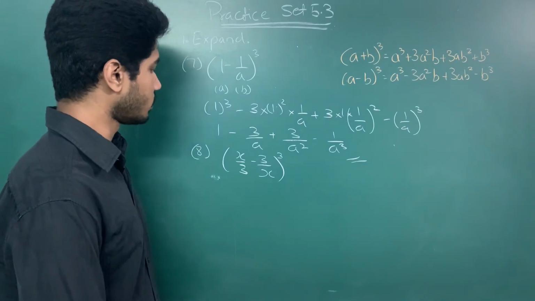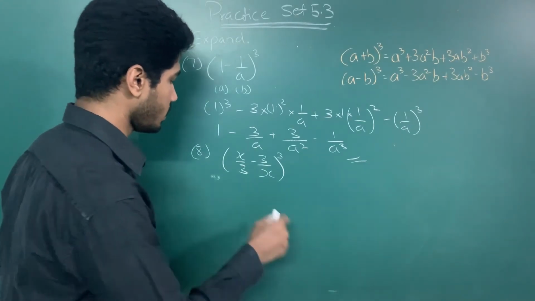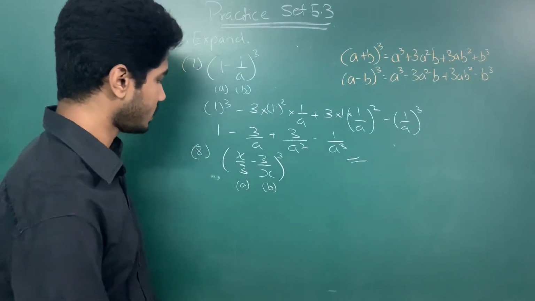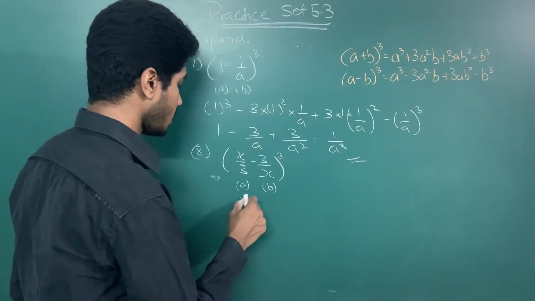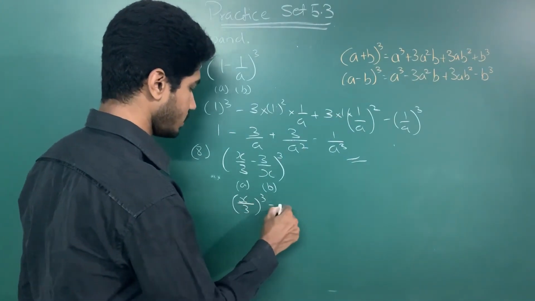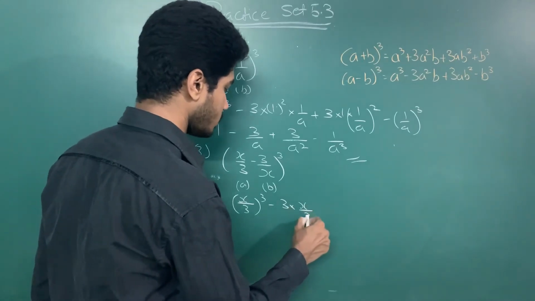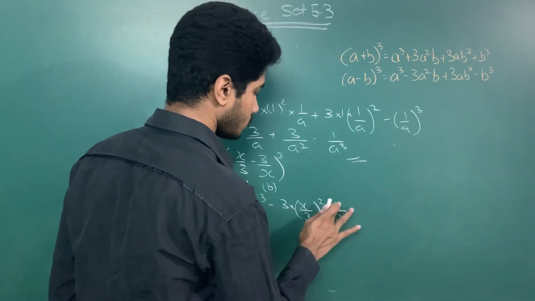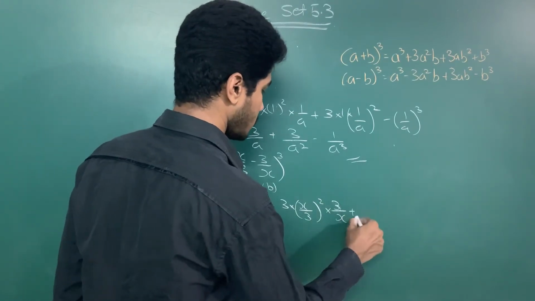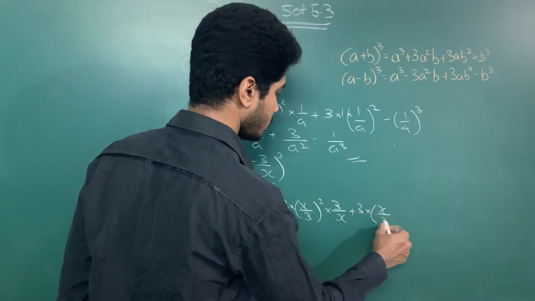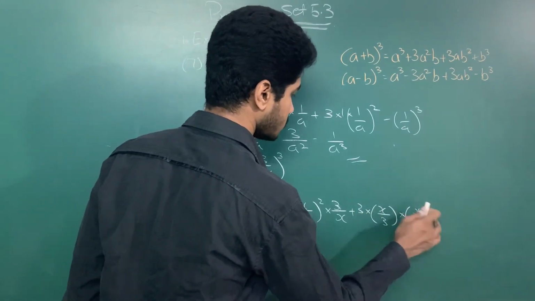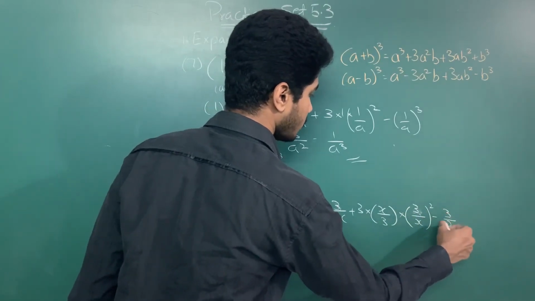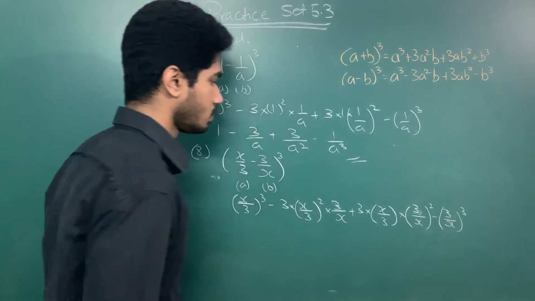Eighth question, x upon 3 minus 3 upon x the whole cube. Now here x upon 3 becomes your a and 3 upon x will be your b. For the simple sum, let's apply the formula. X upon 3 the whole cube minus 3 into x upon 3 the whole square into 3 upon x, right? Let me write this as plus 3 into x upon 3 into 3 upon x the whole square minus 3 upon x the whole cube.